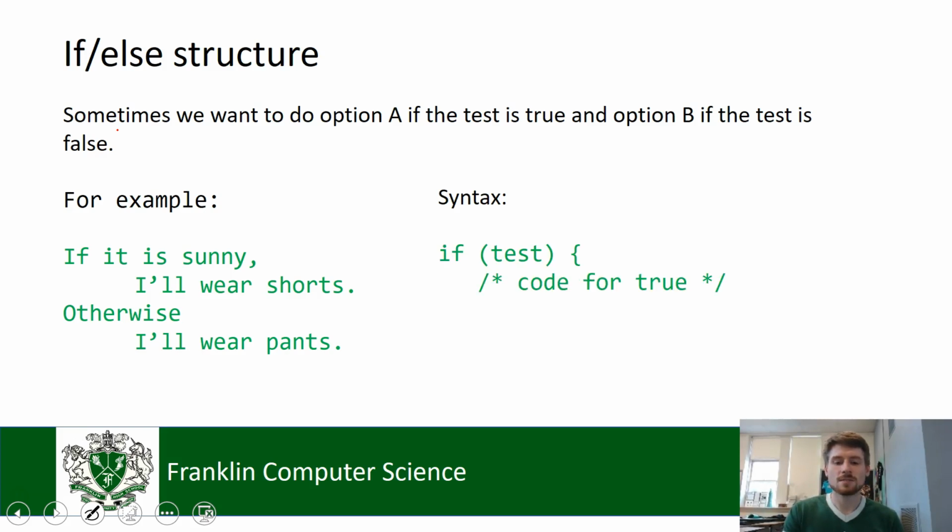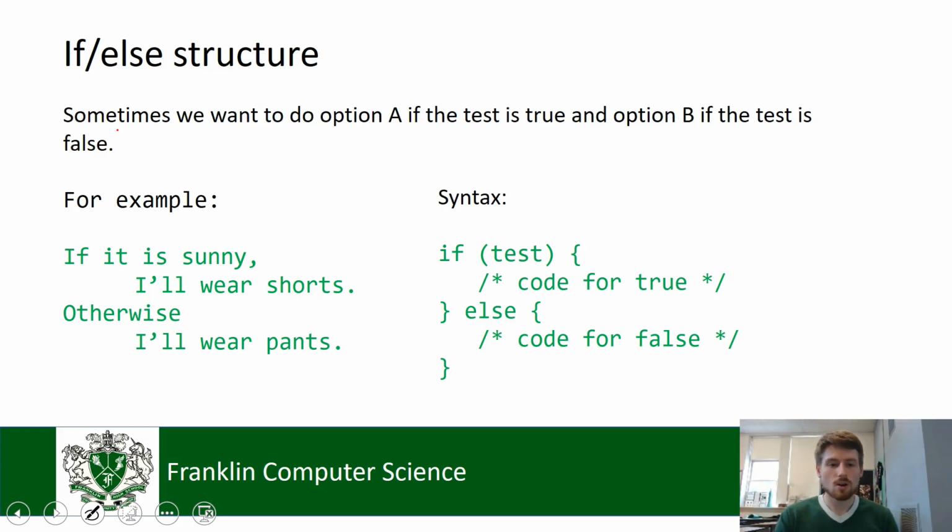So the syntax is very similar to what we had for the if, except now we have an else that immediately follows that if. So if parentheses test, then you put the code for if the test is true, and then else, and then you put the code for when the test is false. And keep these curly braces together the way that I've got them, and it becomes a lot easier to keep track of what's within the if and what's within the else.